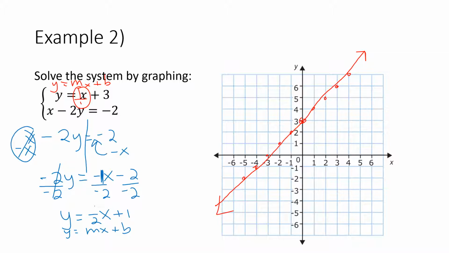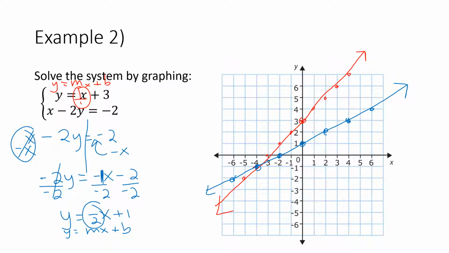So I'm going to begin with b. I'm going to start at 1 on the y-axis. My slope is 1/2, so I'm going to rise 1, run 2, rise 1, run 2, rise 1, run 2. When I run out of room that direction, I'm going to go back the opposite way. Down 1, back 2, down 1, back 2, down 1, back 2. And I can draw a line through those points that I've plotted.